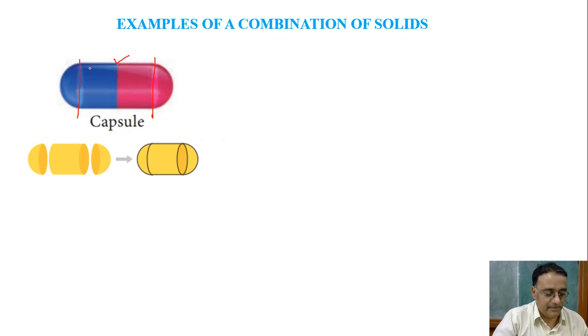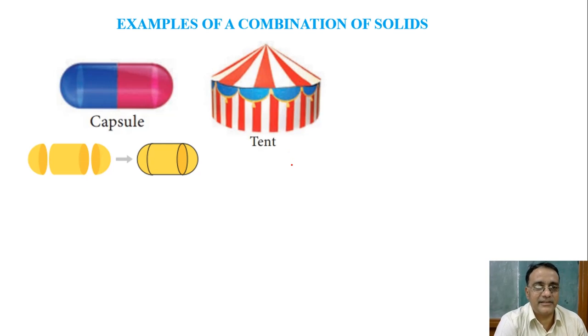Yes, sir. Okay, so now we'll move towards another example, tent. See, tent में ये वाला जो पार्ट है, this part is conical form, और ये जो पार्ट है, the lower part is in cylindrical form. So this is the combination of 2 solids. One is cylinder and another is cone.